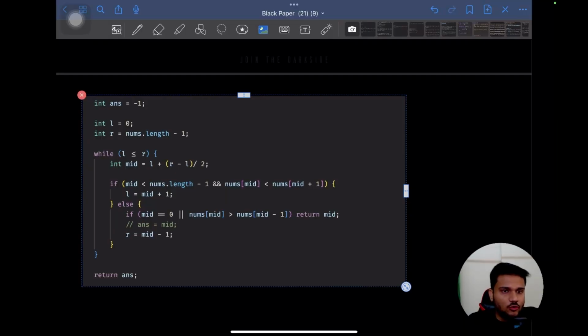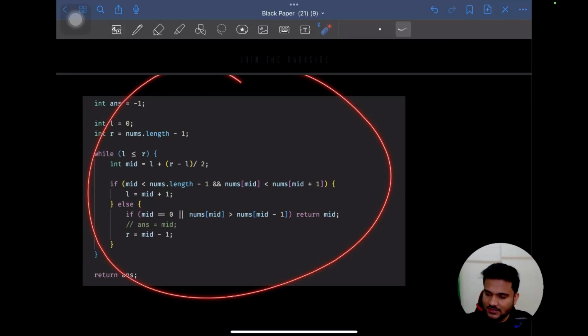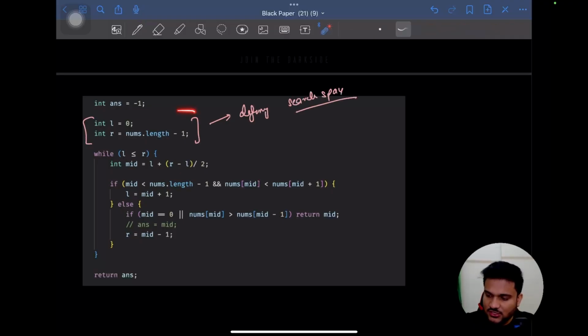Now, if you want to code this solution, you can see I have a code prepared already, and we can discuss how exactly things are working. You can see here I am defining my search space. We know that our peak element is going to be one of the elements of the array only. So I keep the low on 0 and high on nums.length minus 1. Okay. And then we start applying binary search.